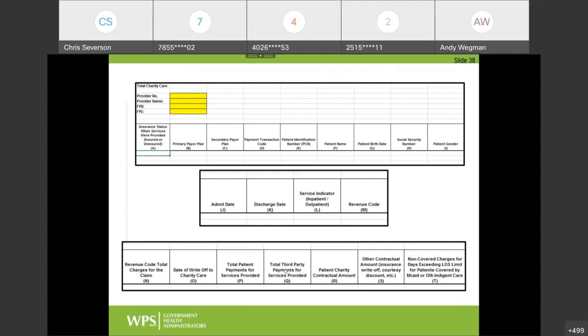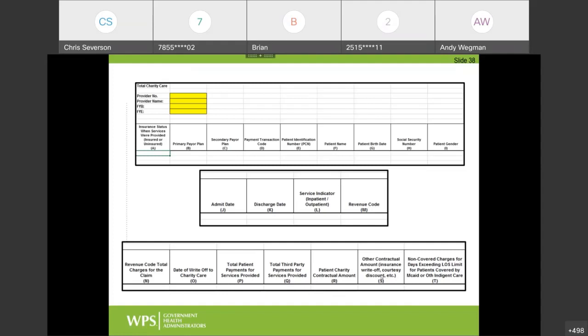Total third-party payments, insurance company, whoever, somebody else paid some of the bill. The patient charity care amount. They throw in the word contractual, but it's just your charity care amount. This is basically what we're looking for as the total. This is what's going to be reported on line 20. And then there's a column S for other things, insurance write-offs, courtesy discounts, other things that are not allowable.